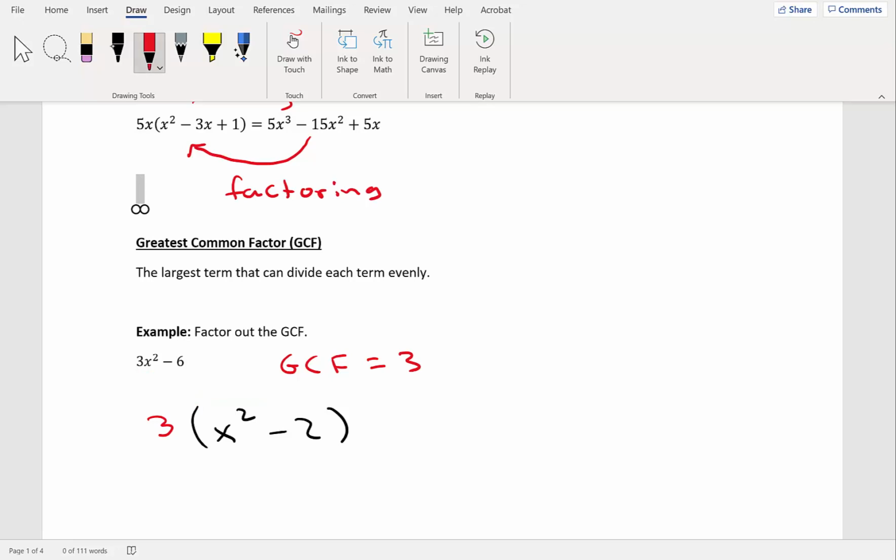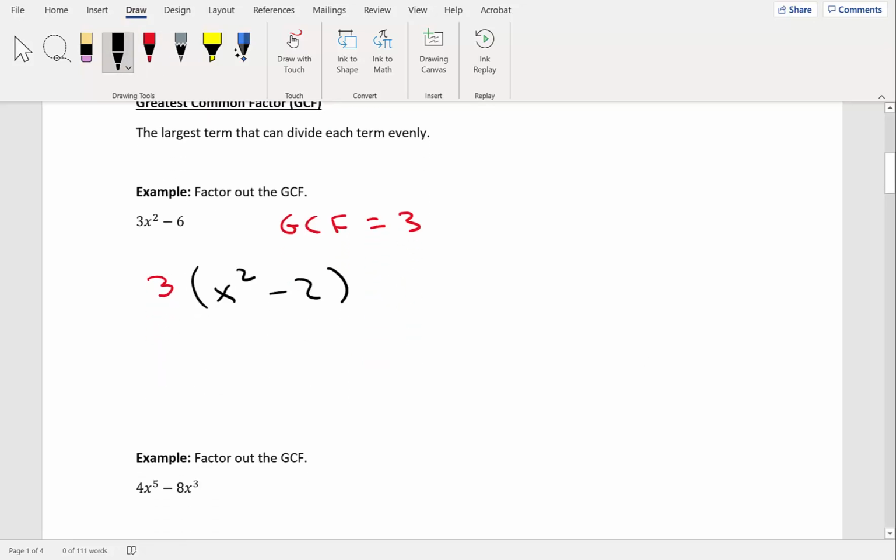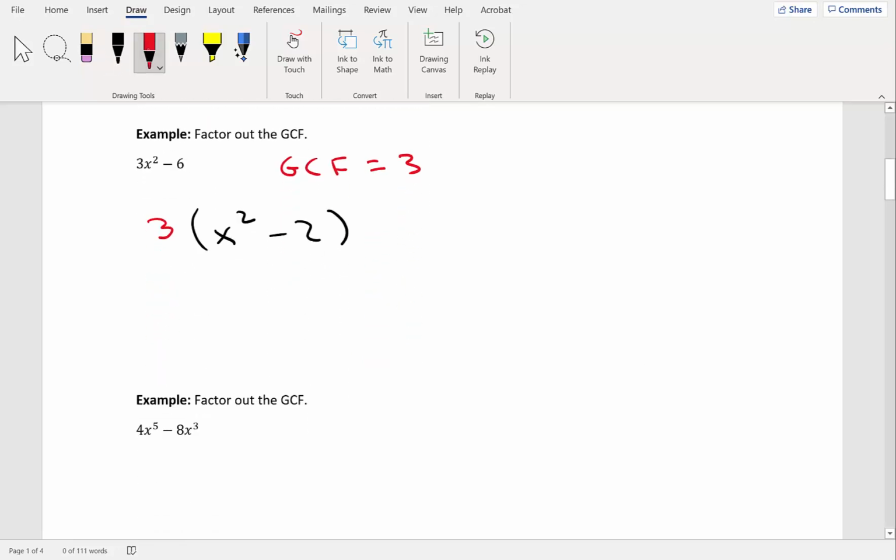Let's take a look at another example. Okay, factor out the GCF. Okay, so let's take a look at what they have in common. So look at the coefficients first. We have 4 and 8. Okay, the largest number that can go into both of them is 4. Now take a look at your x's.